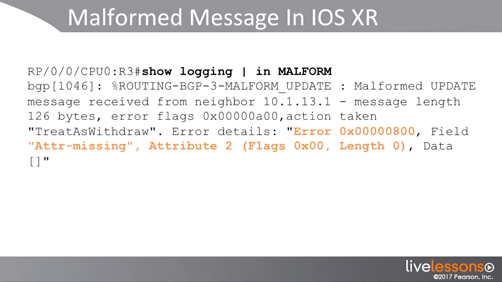On IOS XR platform, you can look at the message dump using a different command. In the logging, it might not show you the exact message dump that you have received. So if you do show logging and pipe include malformed, or you just do show logging output and look at all the log outputs or the BGP messages that have printed, you will not be able to see what BGP message dump has occurred. It will only show that an error has occurred and it's missing some attributes. But you can look at the message dump itself.